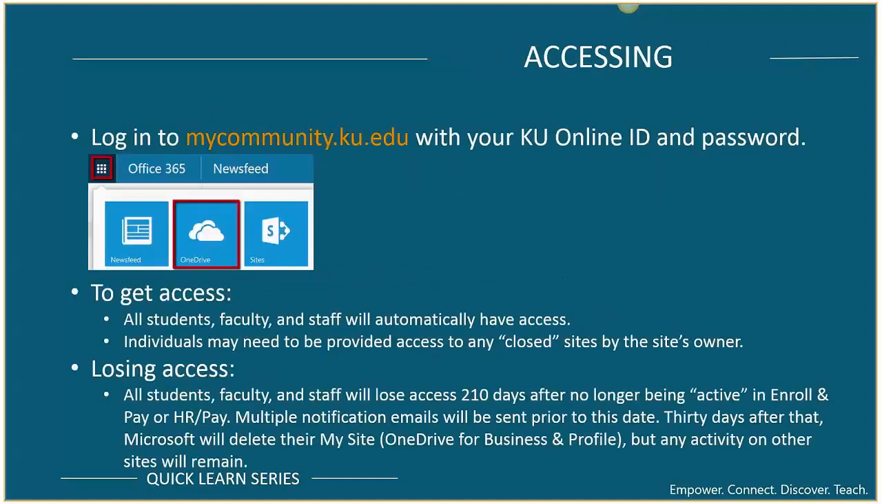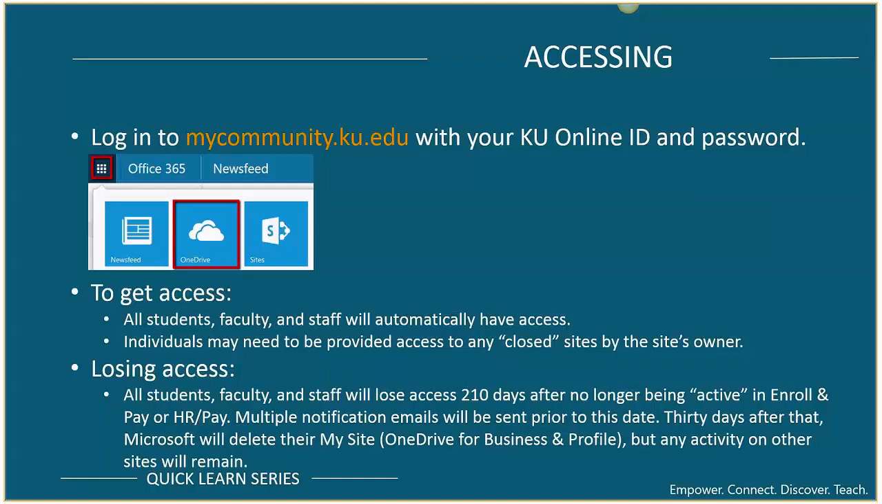When you access it the first time, I encourage people to actually use a browser and go to mycommunity.ku.edu with your online ID and password. So every student, faculty, and staff, when you start, you get access. Usually you'll go to that URL by directly typing it in. There is a quick link on the portal page to My Community, but you can go to mycommunity.ku.edu, sign in with your KU online ID and password. In the upper left-hand corner, there's this little icon that looks like a waffle. That's called the App Launcher. You can select that, and then you can click on OneDrive to get to your personal OneDrive for Business storage space.